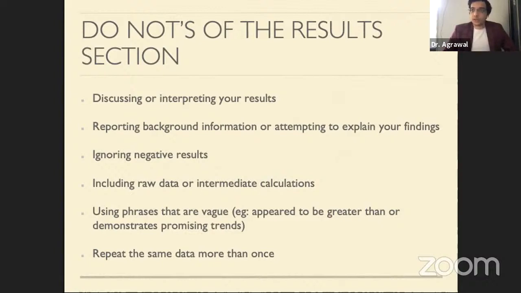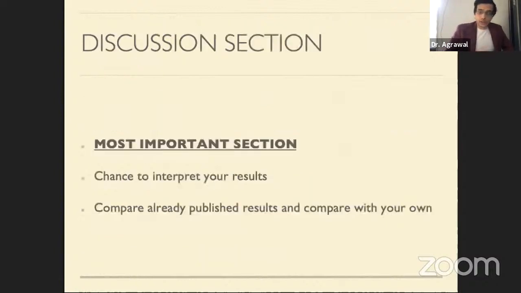Keep your results section limited to what information you have found in a very objective way, no subjective inferences, etc. No interpreting your results, no providing any background information or trying to discuss what you have found, because all this will be done in the discussion section.